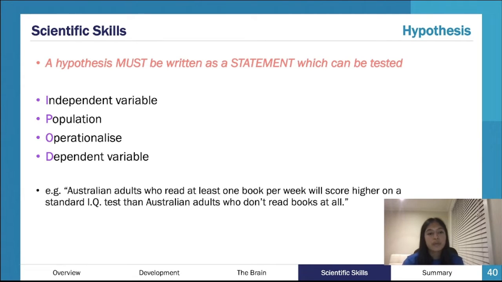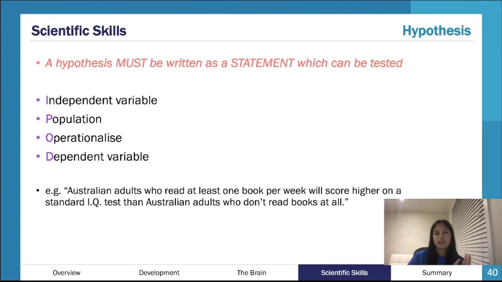So here's an example. Australian adults who read at least 1 book per week will score higher on a standard IQ test than Australian adults who don't read books at all. So very specific, as you can see here, with clear mention of the population and your variables. A really important thing, I remember my teacher used to always say this to us: always remember the comparison.